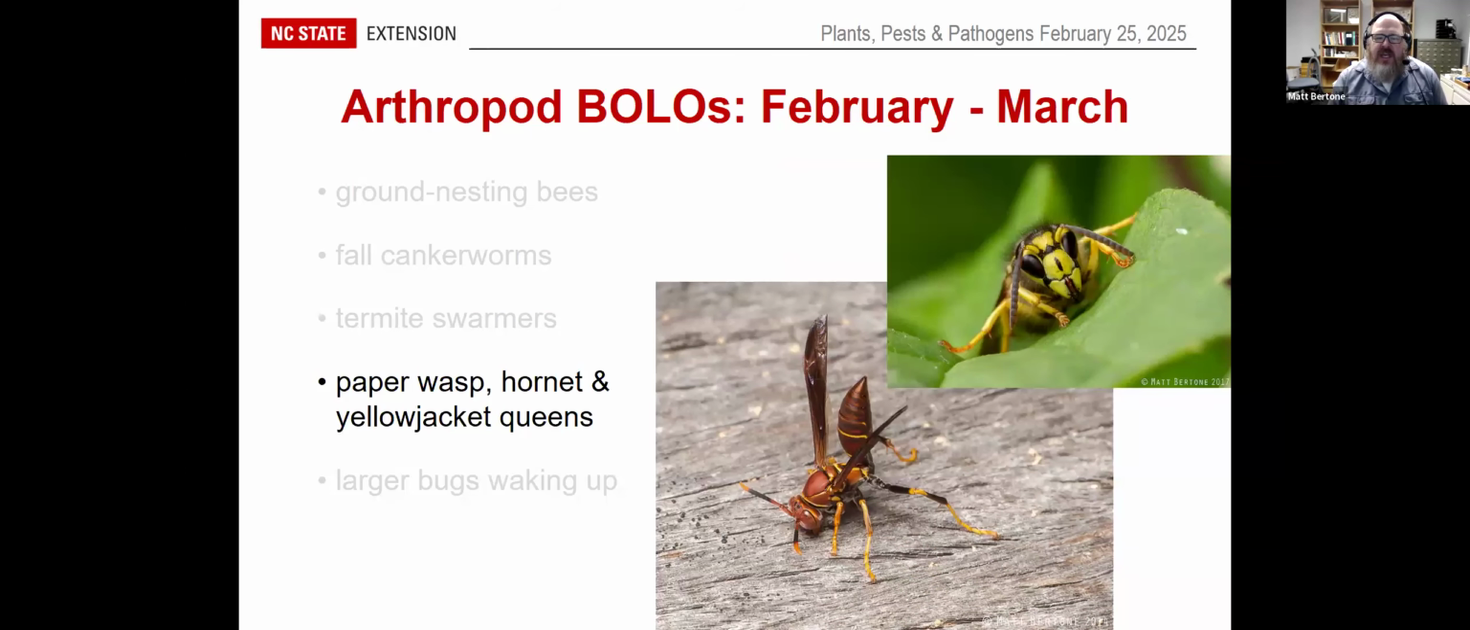The paper wasp, hornet, and yellow jacket queens are going to be waking up. They mated last fall and they overwintered, they hibernated, and now they're going to go out. They want to get a jump on the spring.